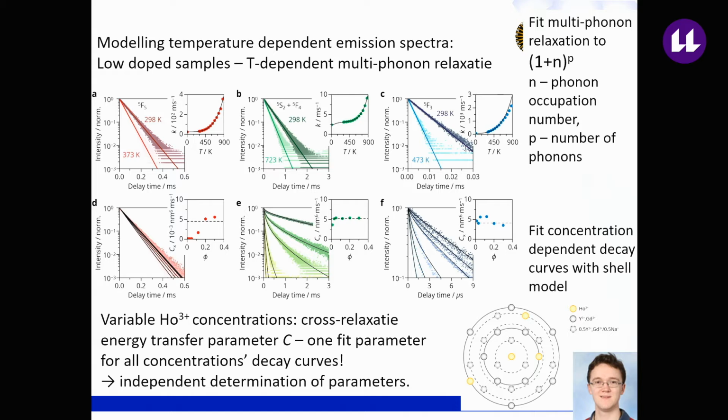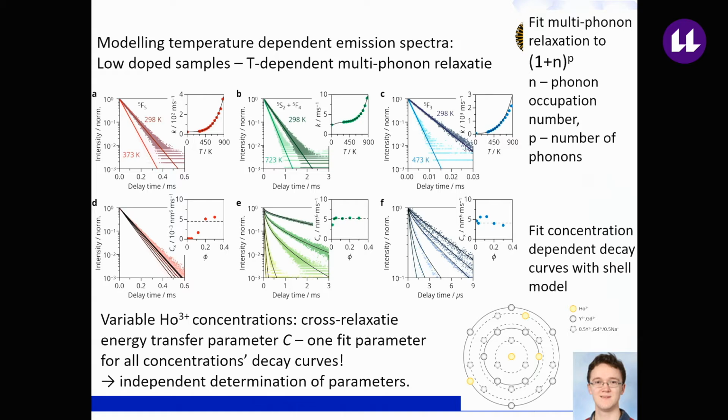And that nicely followed the multiphonon relaxation law, where the multiphonon relaxation, so the vibrational relaxation, scales with 1 plus the phonon occupation number n to the power p, the number of phonons that you need. So from those fits for the low concentration, low doped samples, we exactly understood what is the multiphonon relaxation rate from all of those levels as a function of temperature.